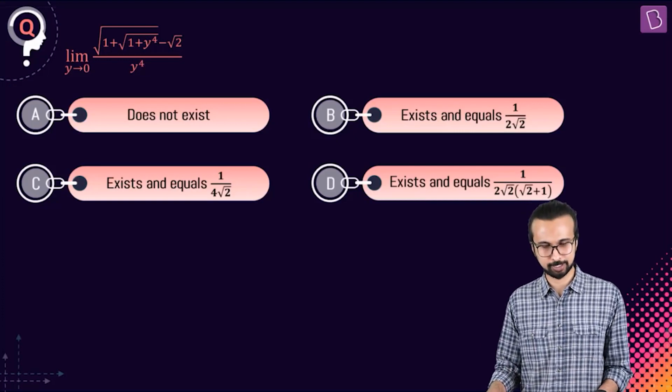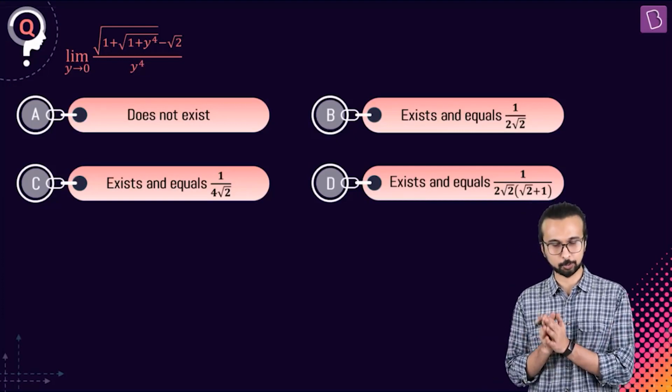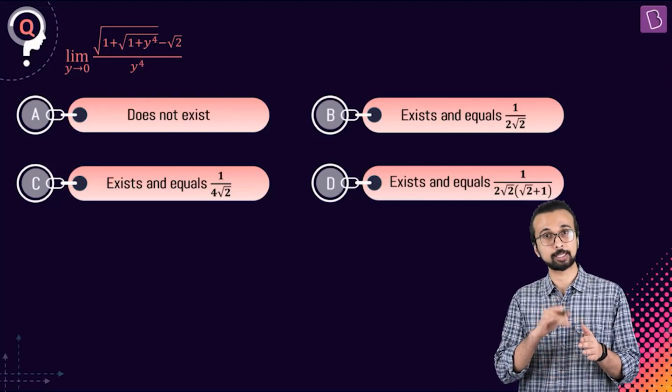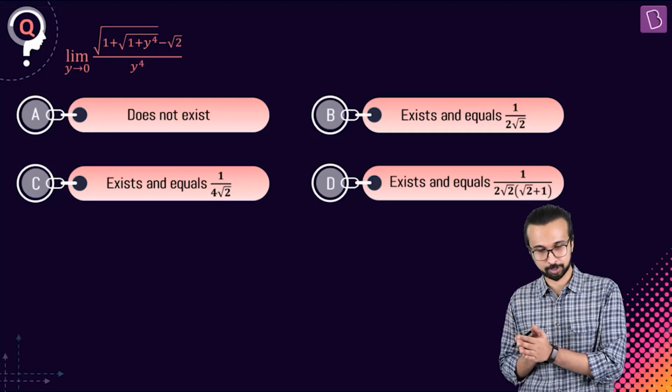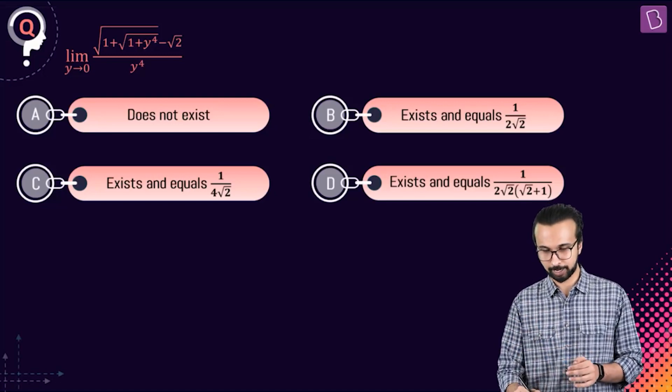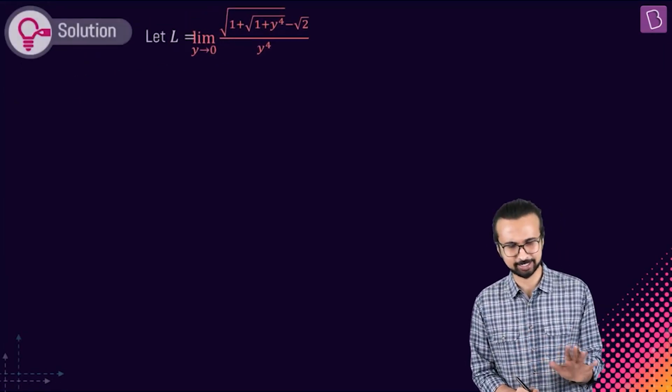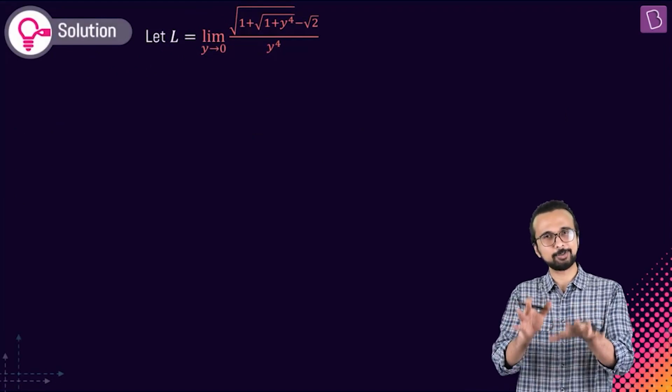Okay, look at this problem here. Limit y tends to 0, root of 1 plus, there's another nested root inside it, root of 1 plus y power 4, minus root of 2, by y power 4, as you can see very clearly. Okay, so can you tell me what the first step would be?